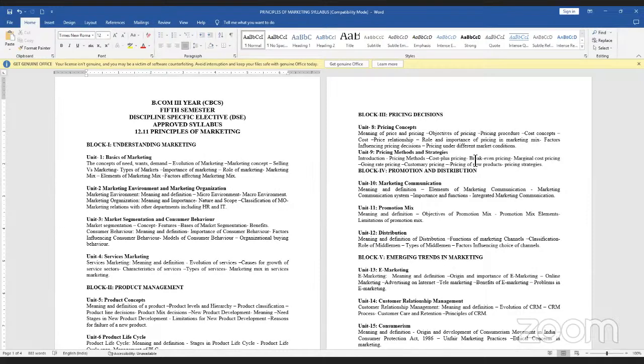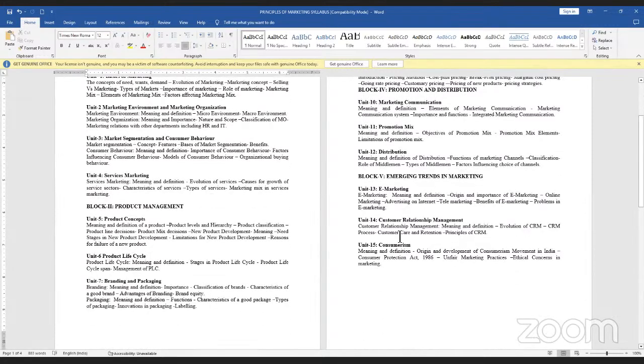The fourth block talks about promotion and distribution, which relates to how products are promoted. You will learn the techniques used, the elements and limitations of the promotion mix, what marketing communication is and its importance, and the distribution system in marketing goods: different types of channels, middlemen, their functions and activities.